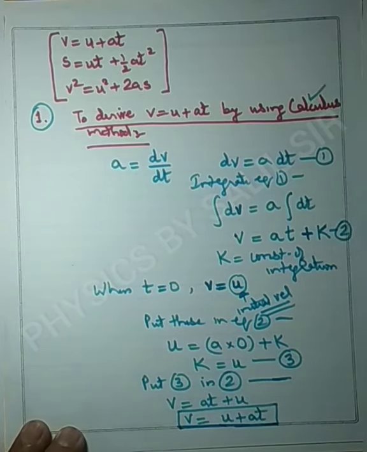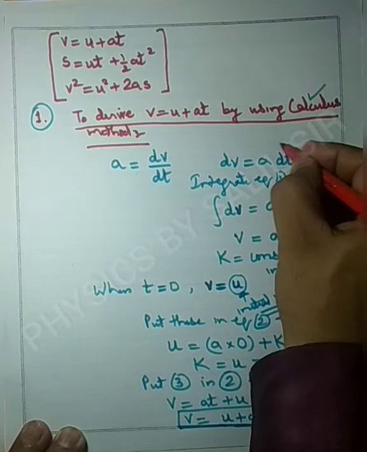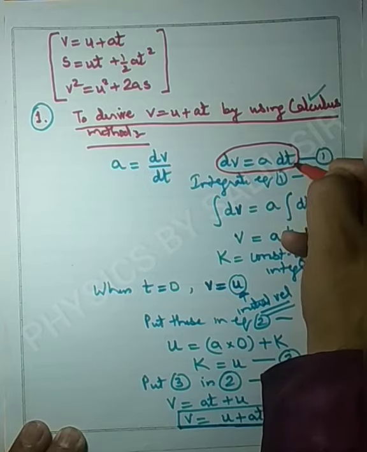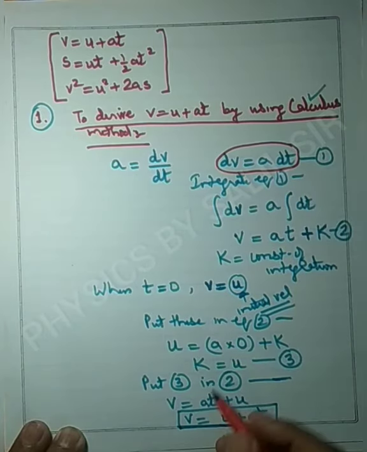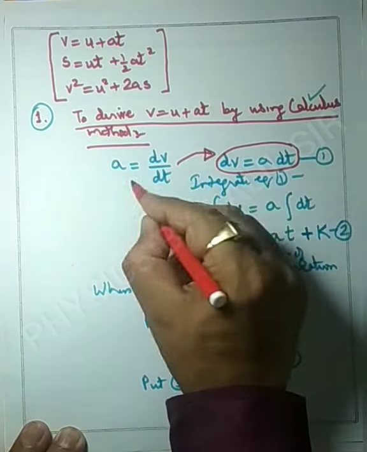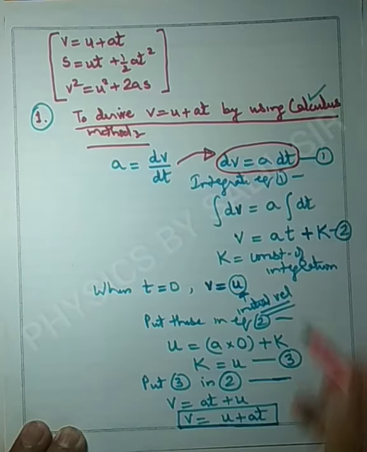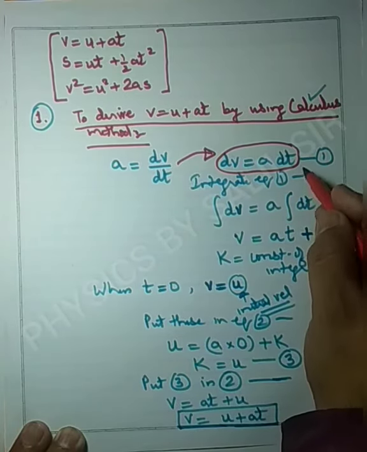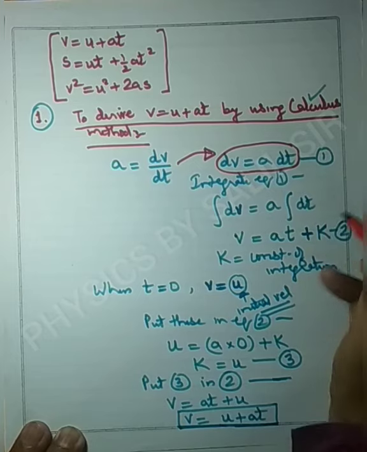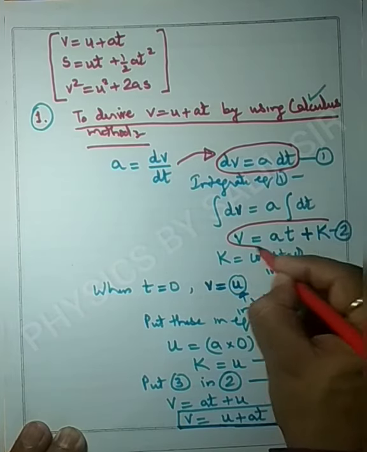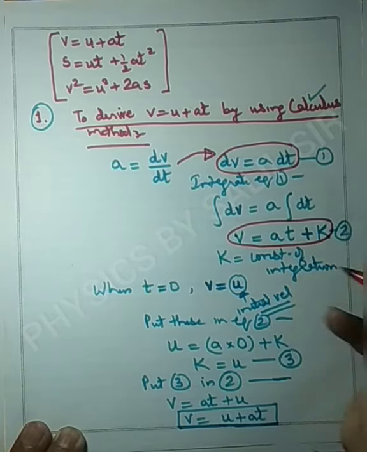So there are 3 equations which you used in this proof. dv is equal to a dt. From where it came I explained, because a is equal to dv upon dt. Then step number 2, I have integrated this equation, and after integration we got v is equal to at plus k, where k is the constant of integration. This is the second equation.